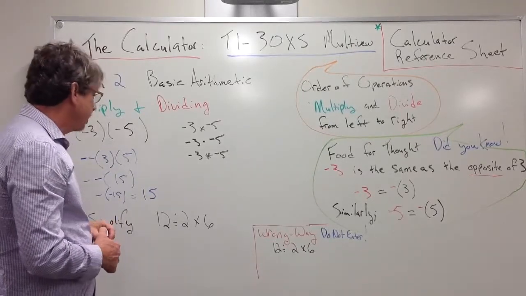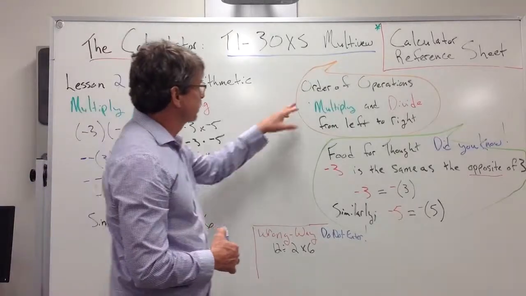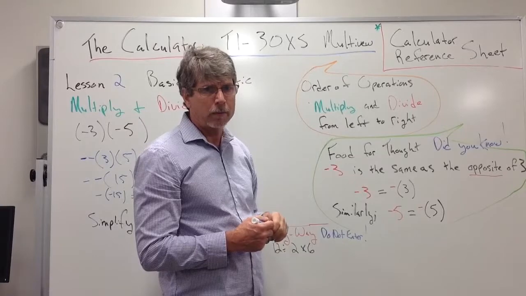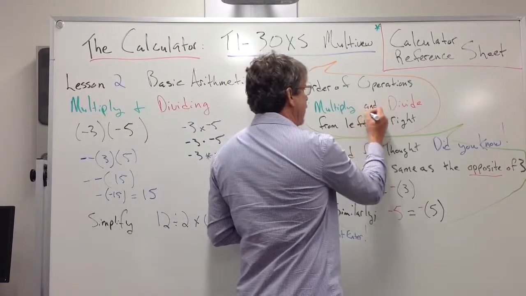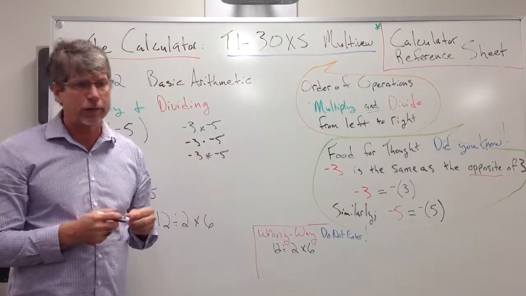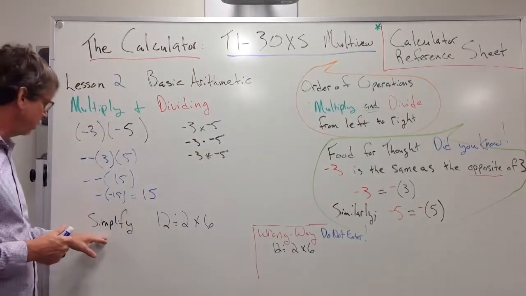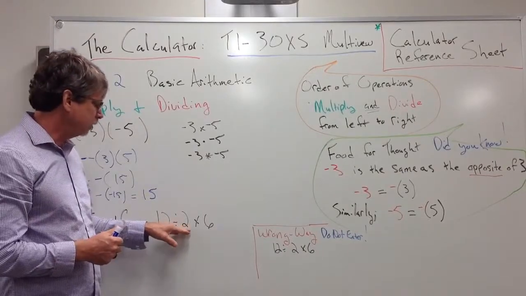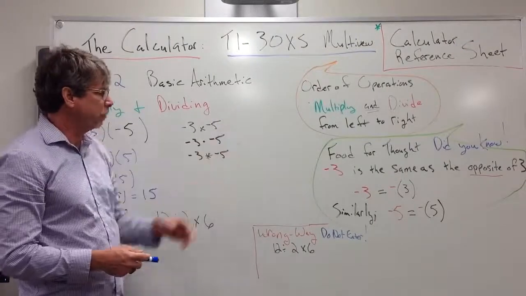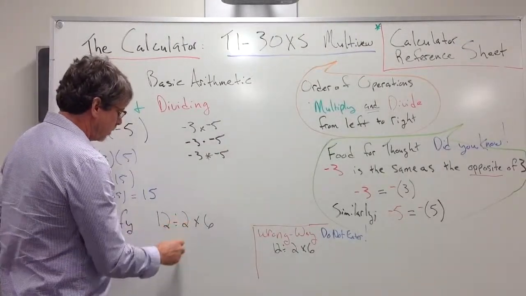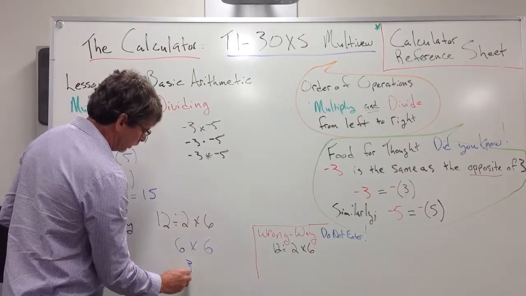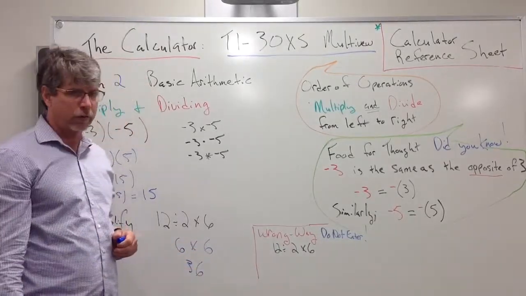Also, we want to kind of talk about the order of operations. Remember, in math, when it comes to the order of operations, we multiply and divide from left to right. So we do those as they appear in the problem. So let's look at this example over here. If we want to simplify 12 divided by 2 times 6, one way of doing it is follow the order of operations. I could say 12 divided by 2 is 6, and then 6 times 6 is going to be 36. So I can kind of follow the order of operations.